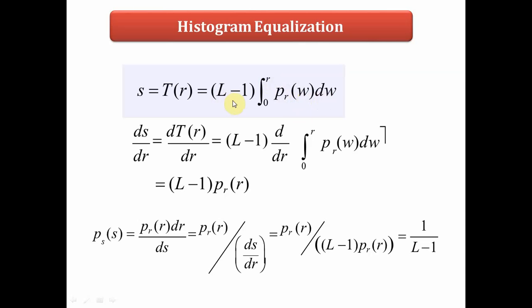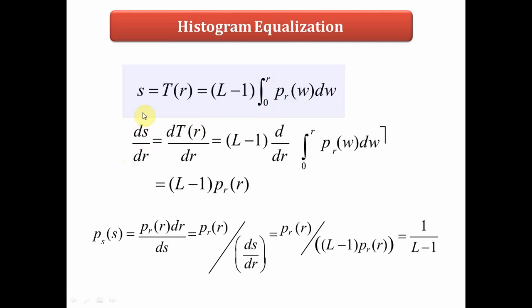Now for L minus 1, you can derive with or without L minus 1. If you consider L minus 1 as 1, you can write the same equation without L minus 1. So you don't have to write a 1 specifically. Either you can go for L minus 1 or nothing. If I'm considering L minus 1, that will be the density function with L minus 1: S equals L minus 1 times the integration from 0 to R of P_R(W) dW.